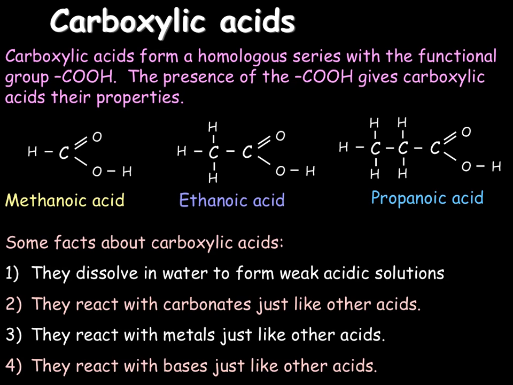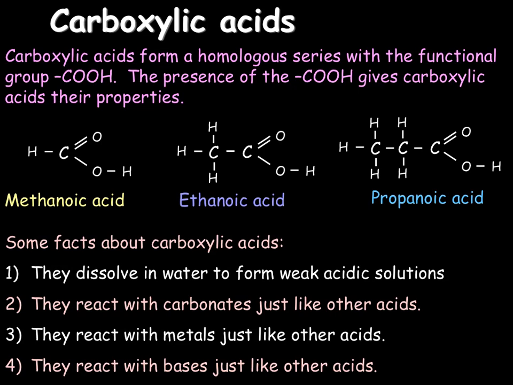As a recap from the previous tutorial video, carboxylic acids form a homologous series with the functional group COOH, with the double bond to one of the oxygens. The presence of this gives carboxylic acids their properties. As they are acids, they will react with carbonates, metals, and bases. We will look at these three reactions in a little bit more detail at the end of this tutorial. They are also able to dissolve in water to form weak acidic solutions.